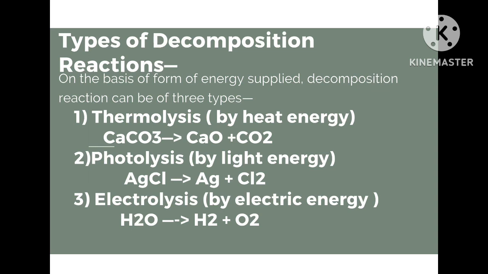When light energy is supplied, silver chloride breaks down into silver and chlorine gas. Third one is electrolysis. It is a very common term being used in classes. Electrolysis means by supplying electrical energy. The most common example of this is electrolysis of water. That means water is broken down into hydrogen and oxygen gas.